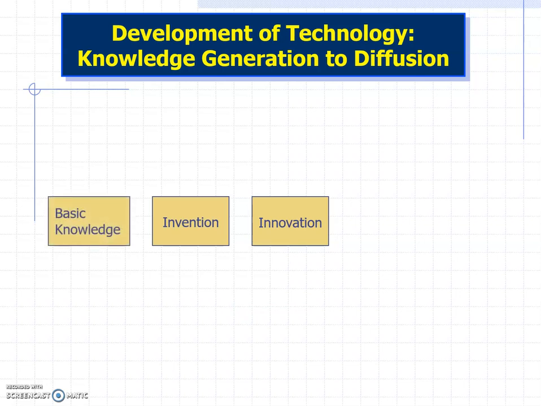invention is based on the use of basic knowledge, the development of new knowledge that's generated perhaps through scientific endeavors, research institutions, the scientific method. That basic knowledge is what forms the foundation of invention. But this invention then is turned into innovation. Innovation is the process of making that invention widely available to the public. So we call that the commercialization of the invention.